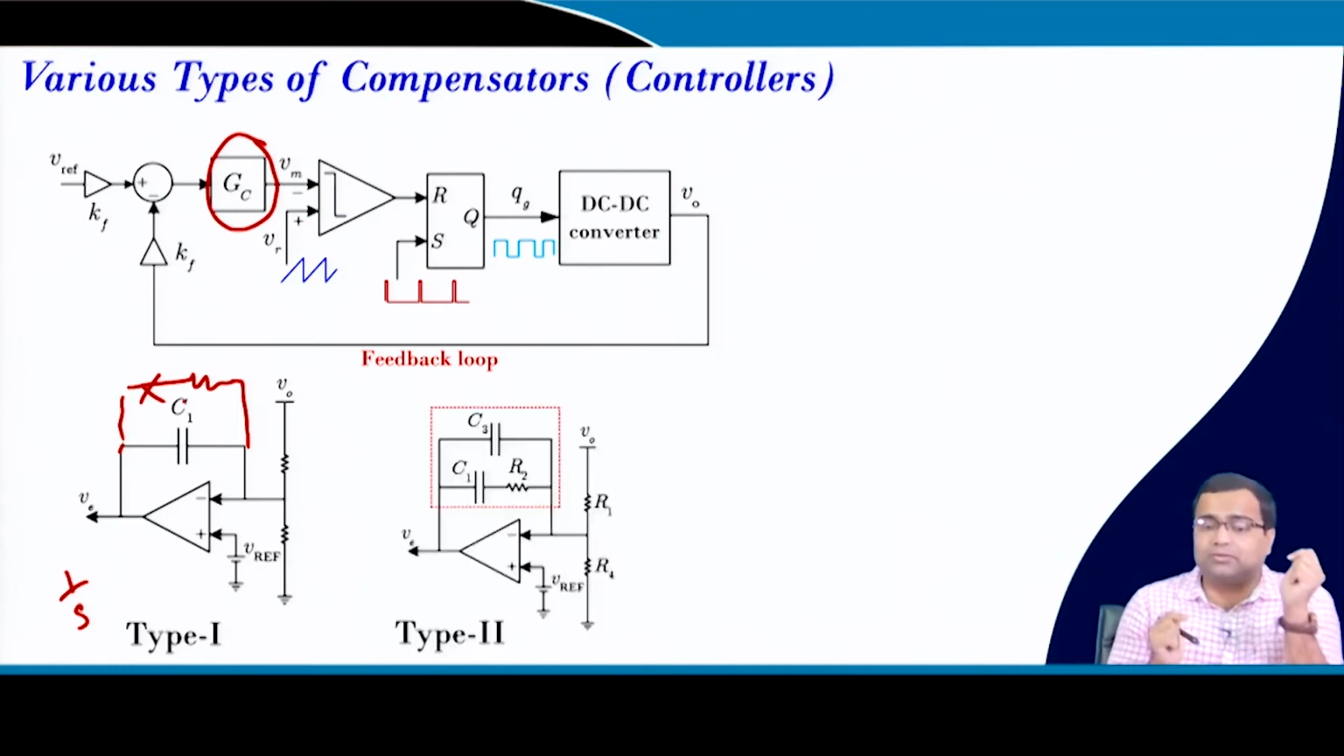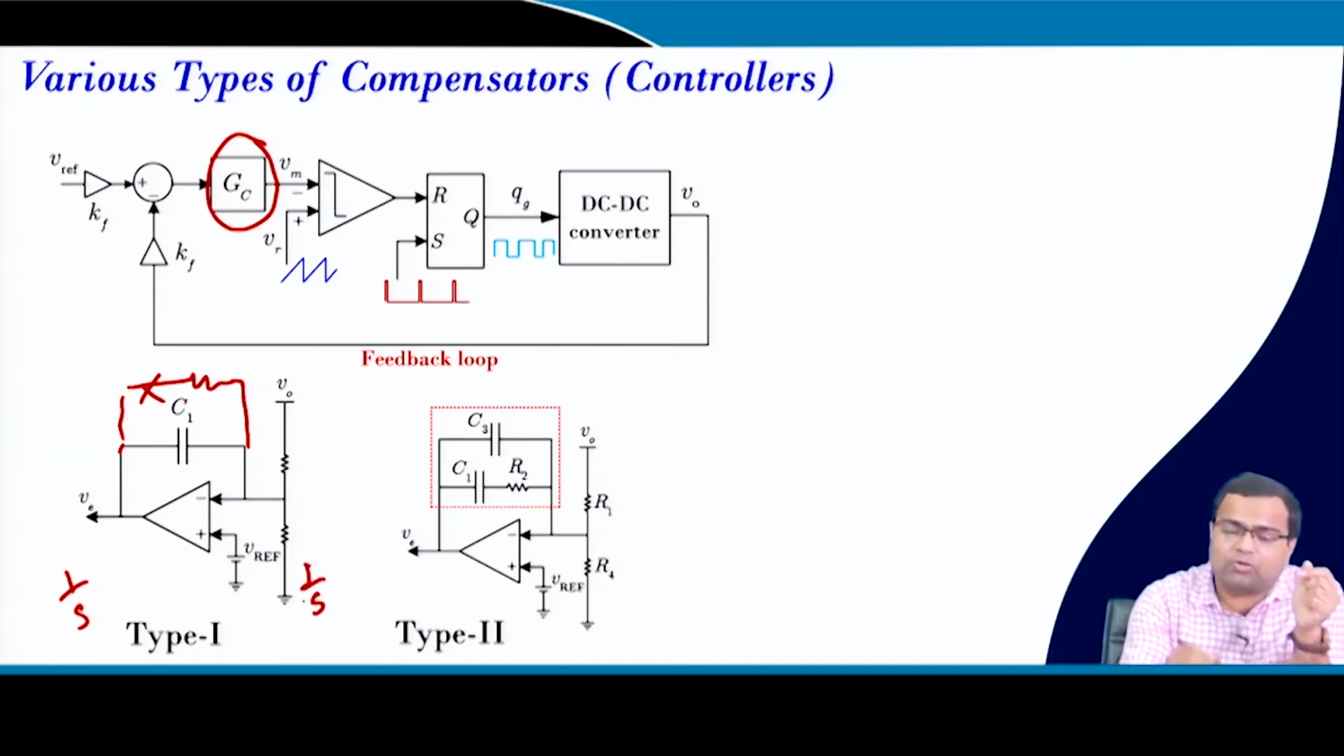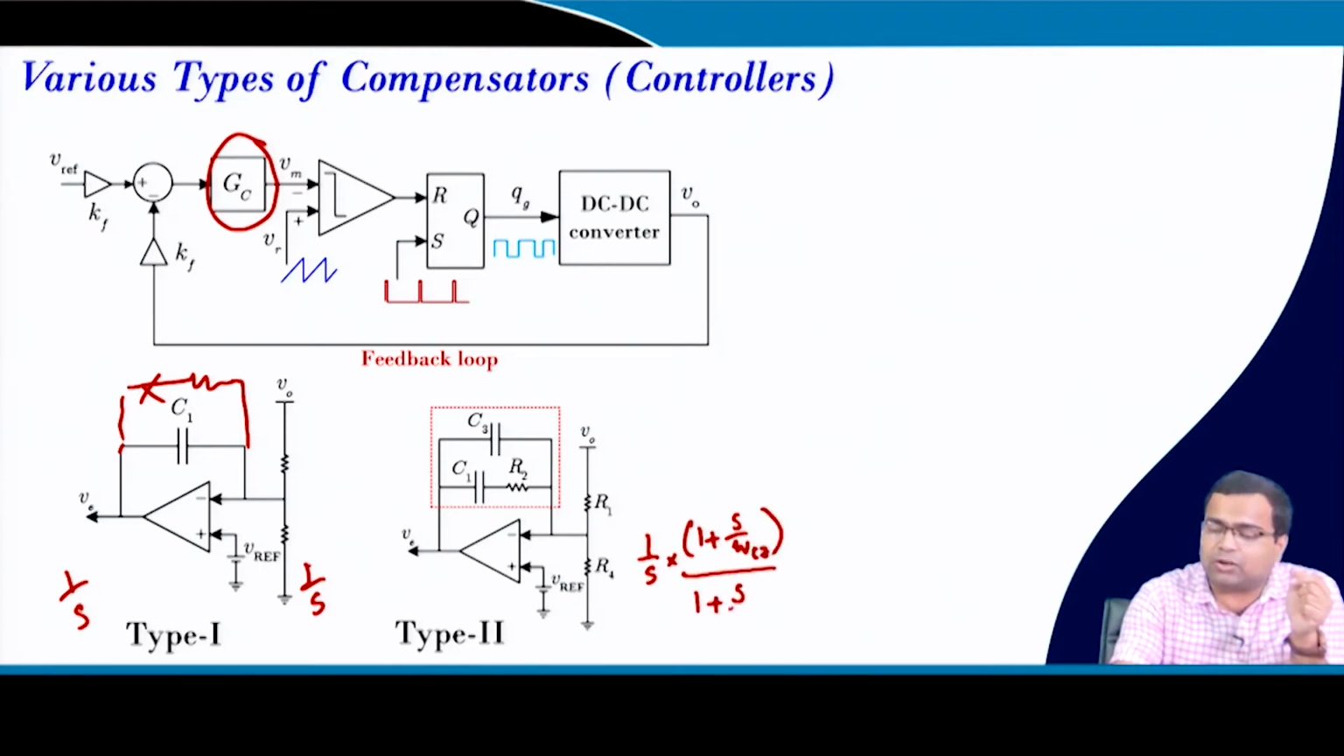Type 2 compensator, so here we are talking about one pole at origin plus one controller zero divided by one controller pole.